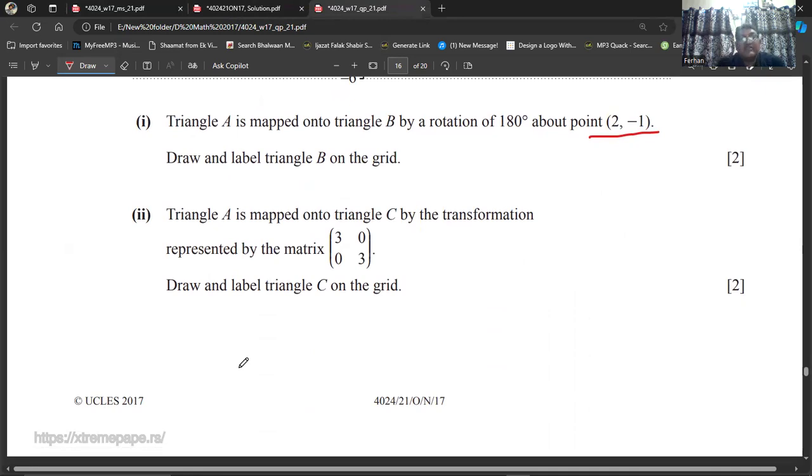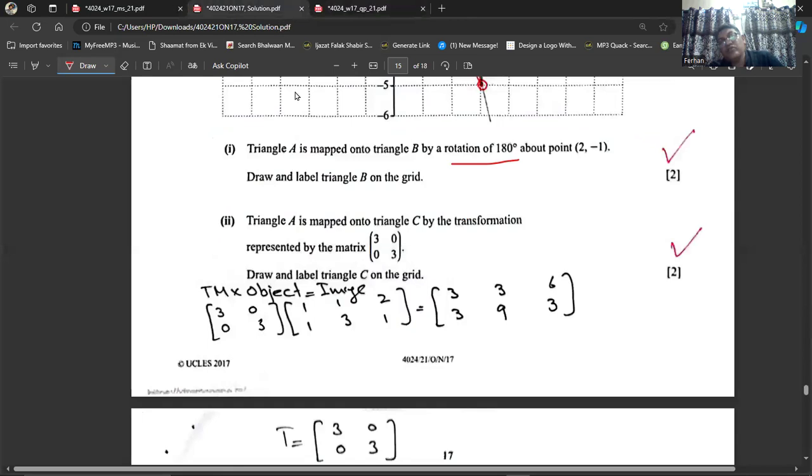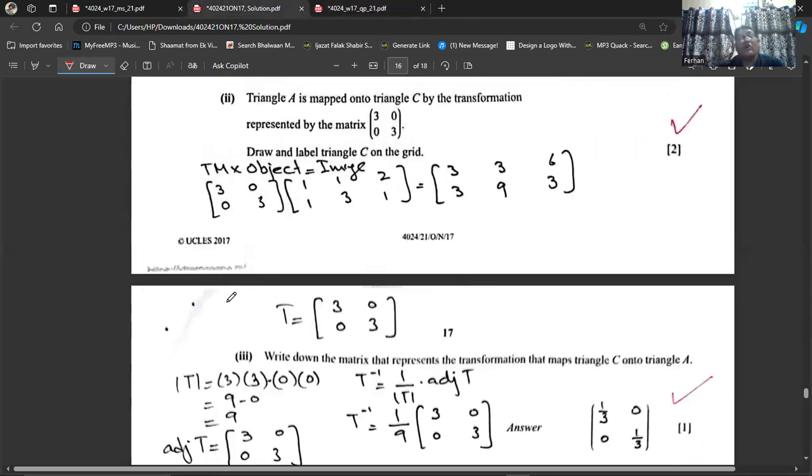Then the second part is the triangle A is mapped onto triangle C by a transformation represented by the matrix (3, 0, 0, 3). Draw and label the triangle C on the grid. So the method is very simple. You know the transformation matrix, multiply the object, it equals the image. So (3, 0, 0, 3) and the object will be (1, 1, 1, 3, 2, 1). When you multiply them, from here I will take the rows, from here I will take the columns.